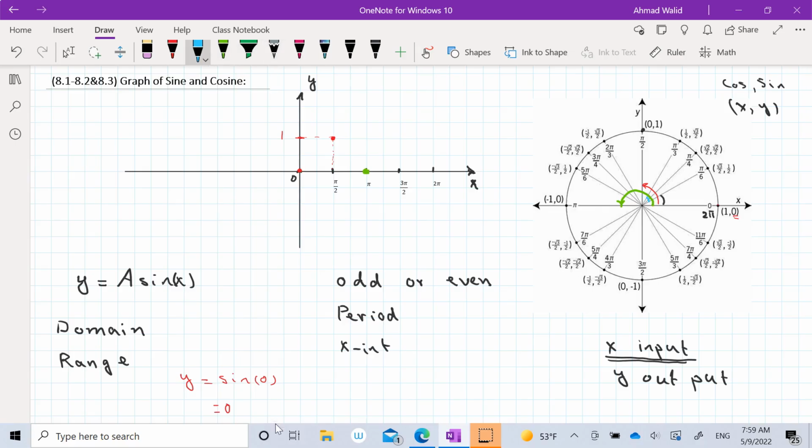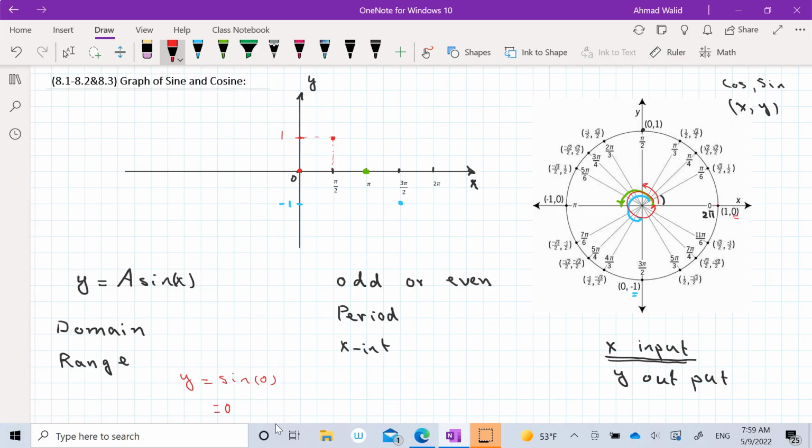And when you go to 3 pi over 2 here, what is the sine of 3 pi over 2? The sine of 3 pi over 2 is negative 1. If I mark here as negative 1, it means this point.